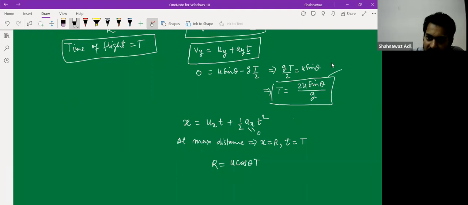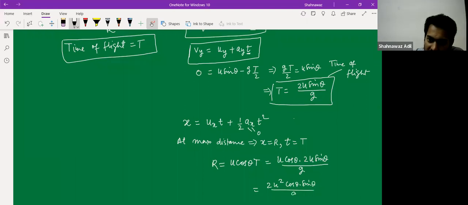Let's say this is time of flight. Okay, so this is u cos theta t, which will be what? U cos theta into 2u sine theta by g, which is what? 2u square cos theta into sine theta by g.